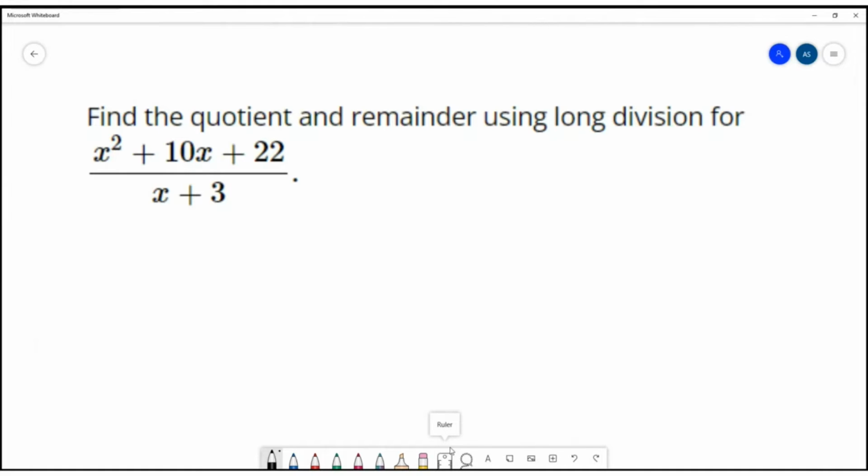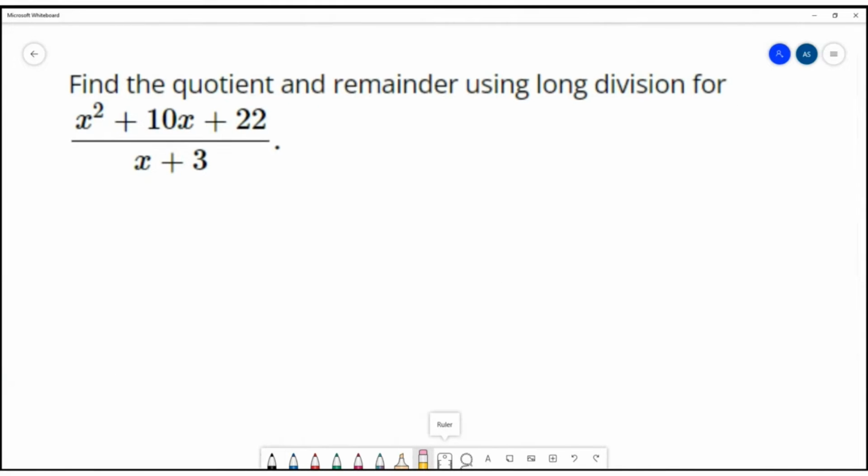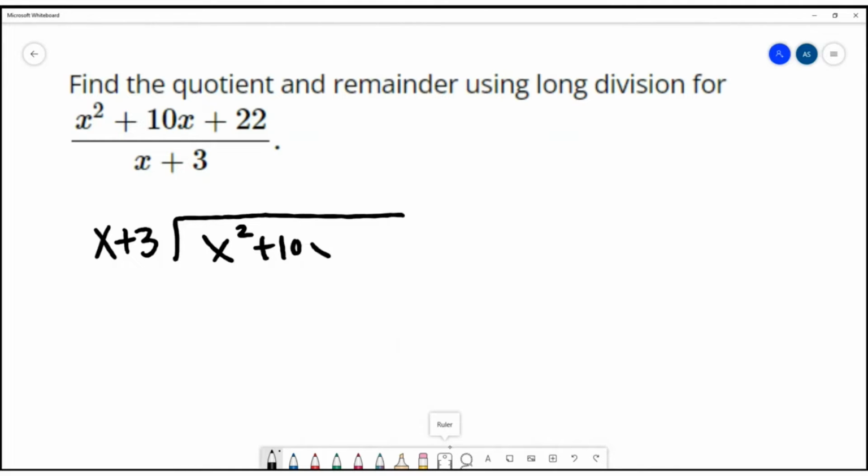Okay, so here's another one. We're going to work on finding the quotient and the remainder using long division. And we have x squared plus 10x plus 22 over x plus 3. So let's set up our long division. We're taking x plus 3 and dividing it into x squared plus 10x plus 22.